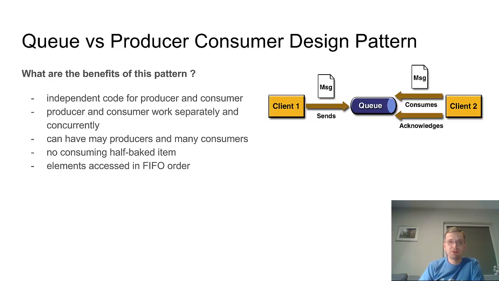What are the benefits of this pattern? First of all, you have independent code for the producer and the consumer class. Also the objects can work separately on separate threads, so they will work concurrently. And you can have many producers and many consumers. And no consuming half-baked items, which is a good benefit. And the elements on the queue are accessed in a FIFO order. These are the main benefits of this producer-consumer design pattern.